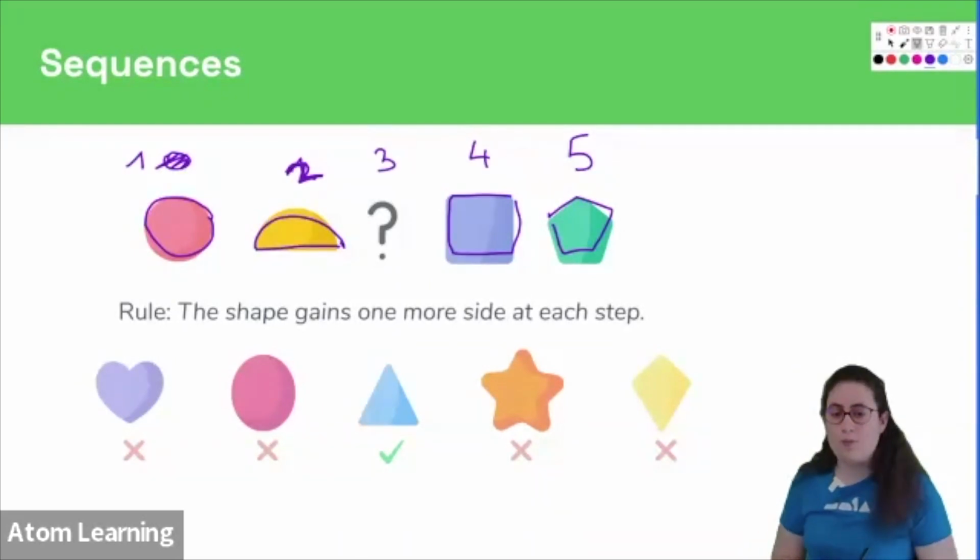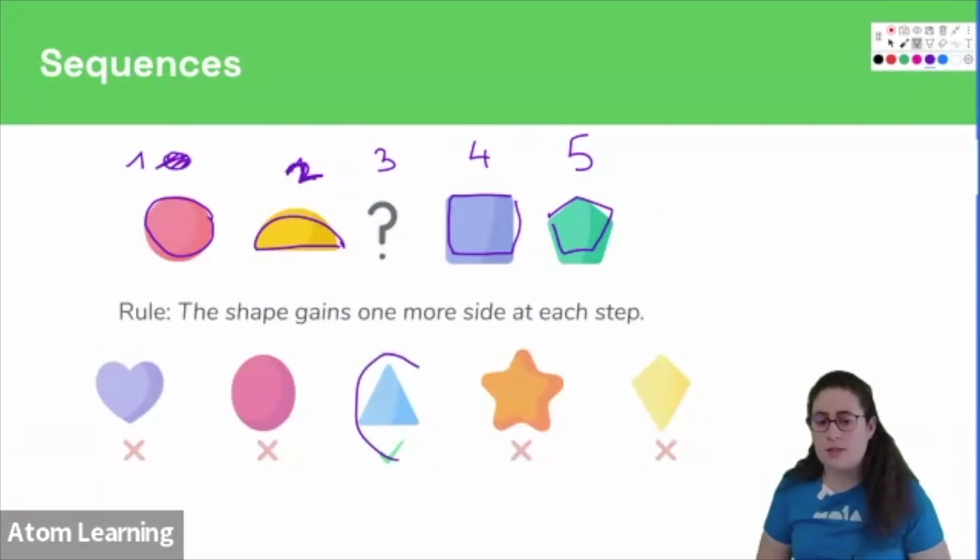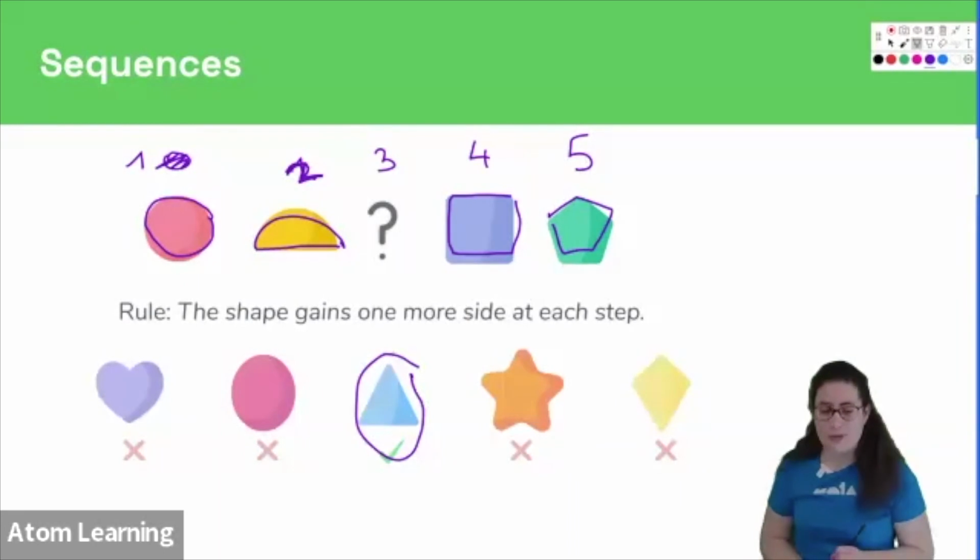So we're missing the one with the question mark. We figured out that we need a shape with 3 sides. So this is going to be the correct answer because it's the only answer that has 3 sides.